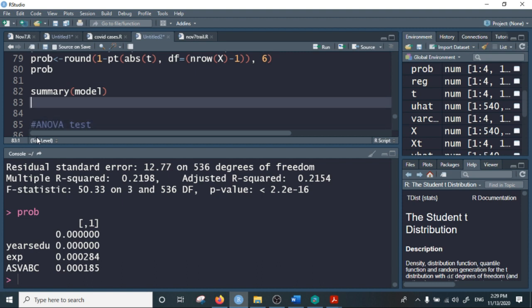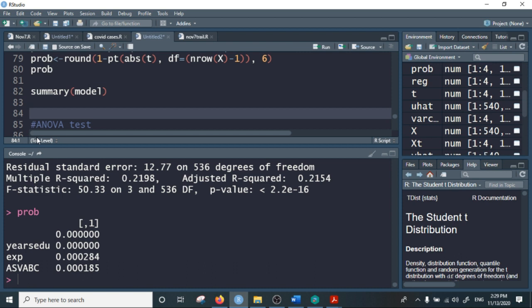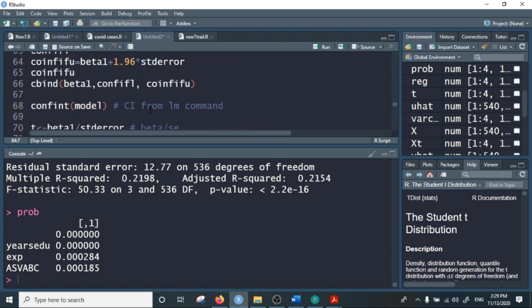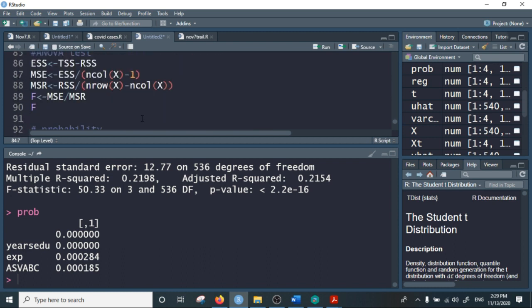We can summarize them simply by combining them with the cbind function. We first write the coefficient vector. The name of the coefficient vector is beta 1.